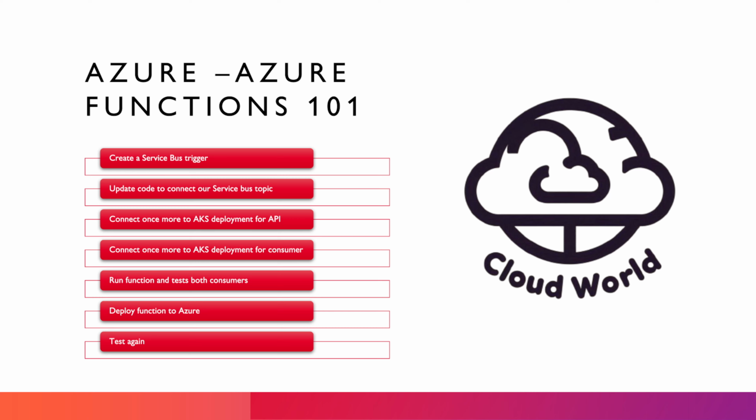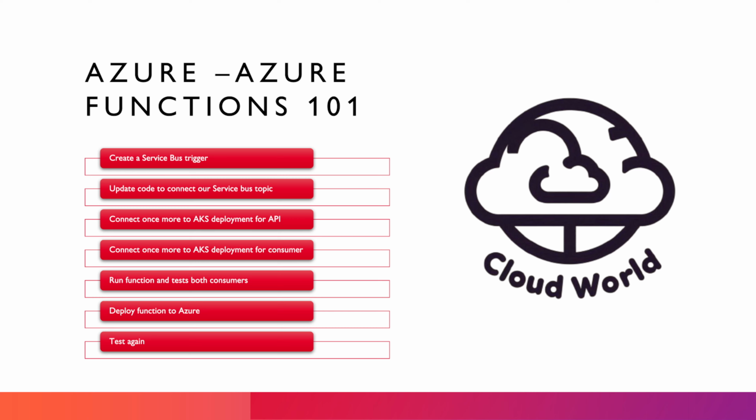Then we will be going back pretty fast to the AKS. We will be running once more the API locally using the port forwarding, and also we are going to be taking a sneak peek at the consumer locally. And the reason that we are going to be doing that is that when we move to the next step for testing the consumer, we will be sending a message through the API to our service bus.